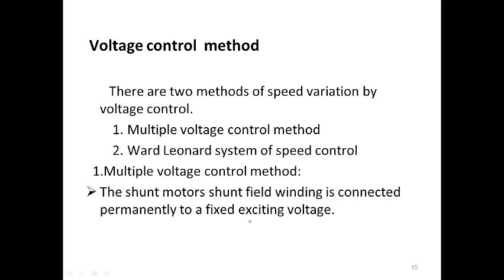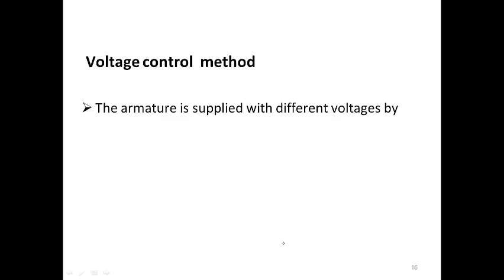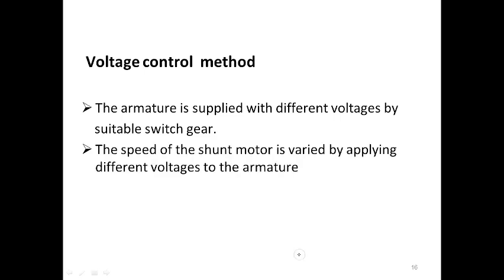Here, it will be applied for the shunt motor. The shunt field winding of the shunt motor is connected to a permanent fixed exciting voltage. So in this type of voltage system, the field winding of the shunt motor is connected to the fixed exciting system, and the armature is supplied with different voltages by suitable switchgear.